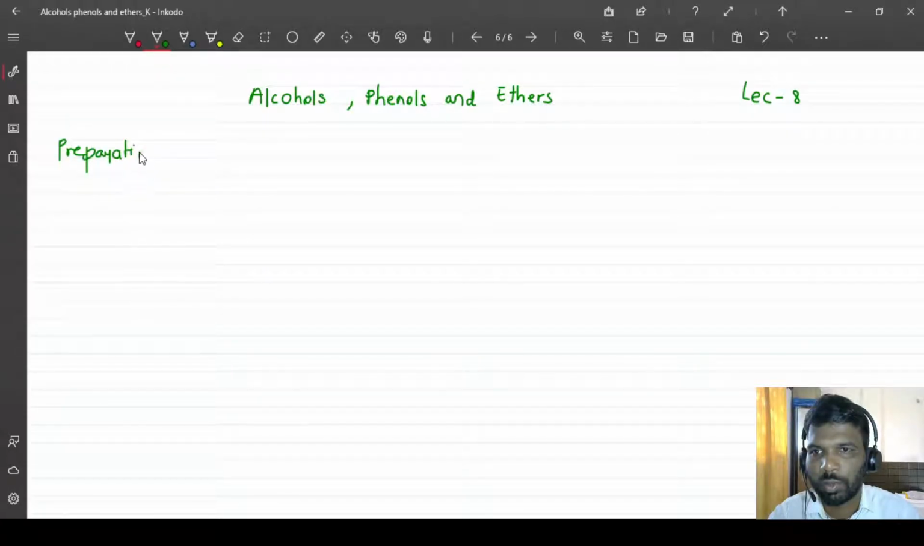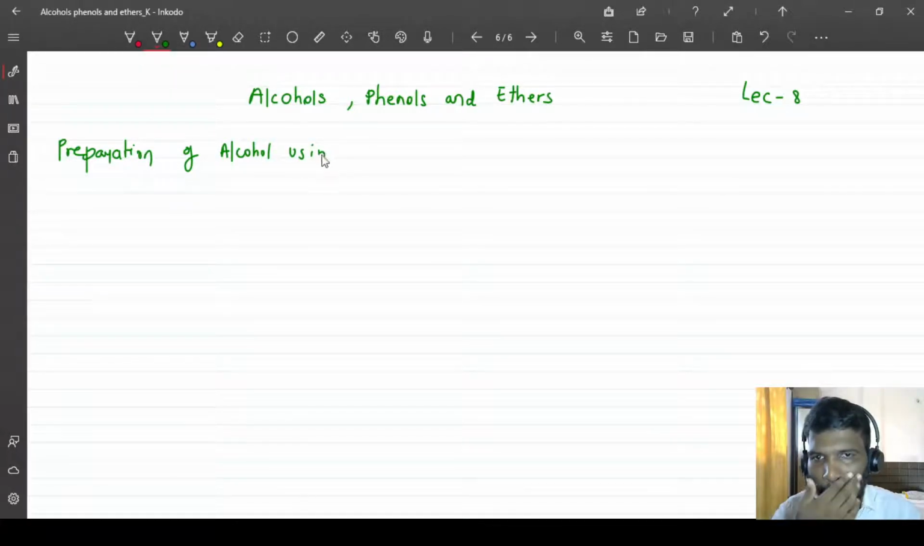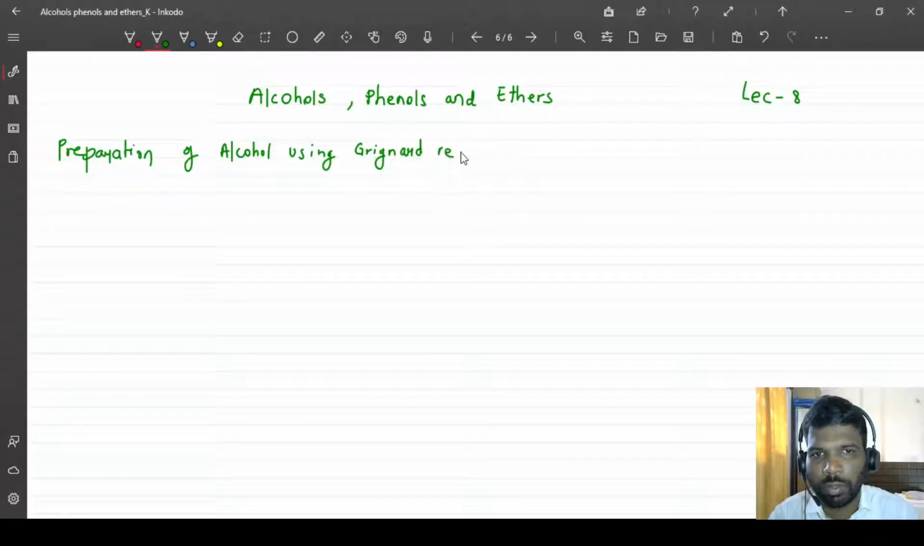Preparation of alcohol using Grignard reagent.